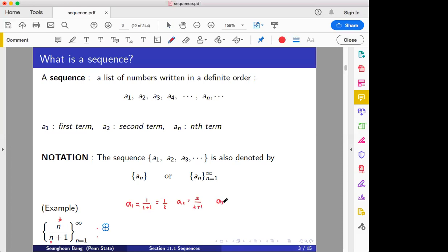So a3 is 3 over 3 plus 1, and keep going. So this sequence: the first term is 1 over 2, the second term is 2 over 3, the third term is 3 over 4, then 4 over 5, and keep going. The nth term is n over n plus 1. This is exactly the sequence.